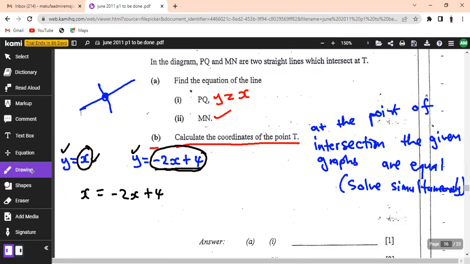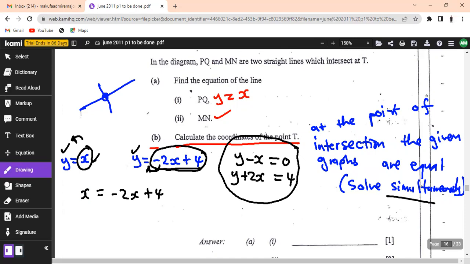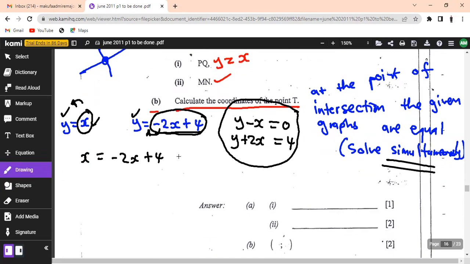Someone can write it the traditional way, rearranging y equals x to minus x plus y equals zero, and here, transposing minus 2x to this side, plus 2x plus y is equal to 4. Still, you are going to obtain the same answer if you solve these equations simultaneously. Or you can just equate these two, taking advantage because they are already the same. Now I can just transpose the minus 2x to the other side, it becomes a plus, so x plus 2x is equal to 4. x plus 2x, this is 1x plus 2x, which is 3x, equal to 4.